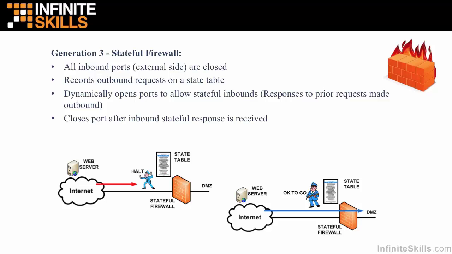In other words, if I didn't request it, I'm not letting it through. Only if the firewall found a mapping on the state table where we actually requested that packet, that's the only time the stateful firewall would open up that hole dynamically, let the packet through, and then close the hole right behind that packet that is allowed. So this added a great deal of functionality to the firewall family.